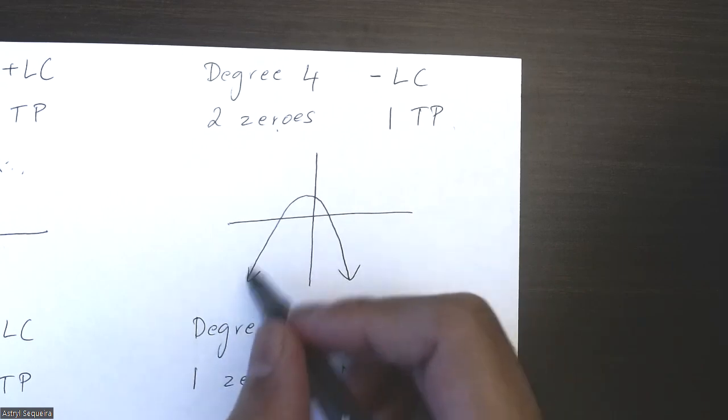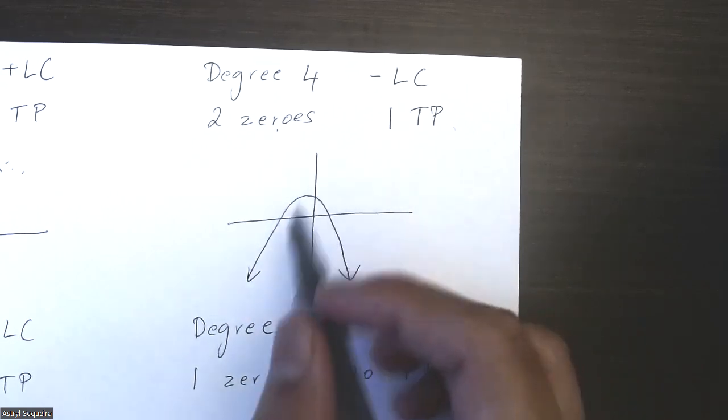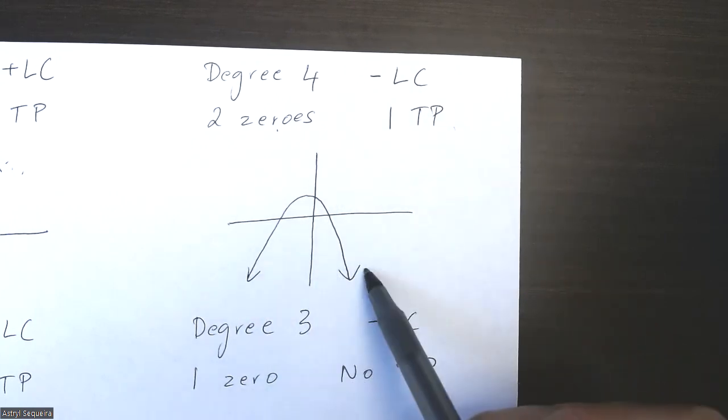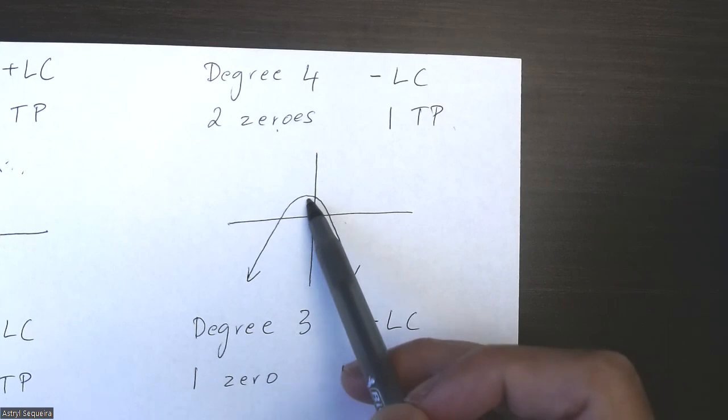Because this is also a degree 4 function. It's degree 2, but it's also degree 4. It has a negative leading coefficient. It's going towards negative infinity on both sides. 2 zeros, 1 turning point.